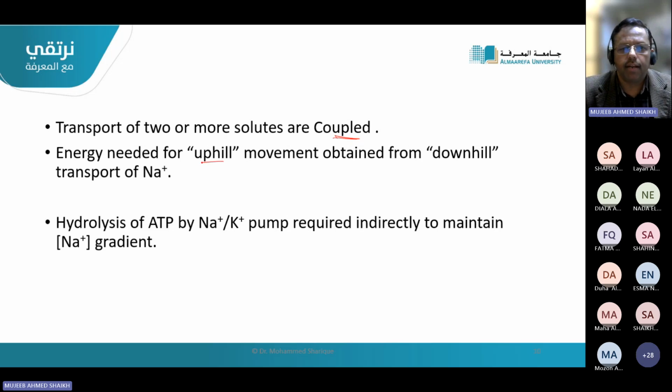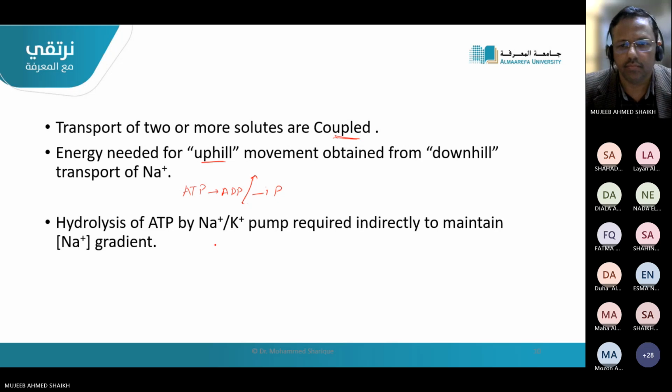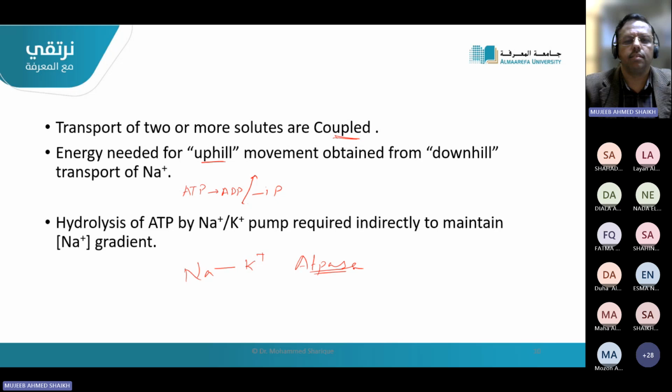Energy needed for uphill transport, that is moving from lower to higher concentration, is because of the ATP being broken down into ADP and inorganic phosphate. That's why the channel name is sodium potassium ATPase. This is an enzyme which is breaking down ATP to ADP and inorganic phosphate.